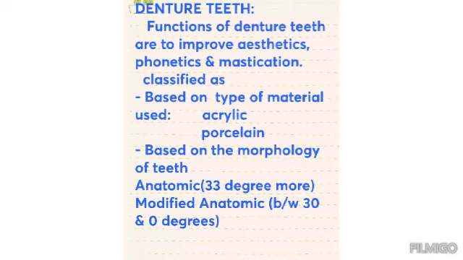Next, moving on to the denture teeth. The functions of the denture teeth are to improve aesthetics, phonetics and mastication. They are classified based on the type of material used, that is acrylic and porcelain teeth, and based on the morphology of the teeth, they are anatomic and modified anatomic. Anatomic teeth are 33 degrees or more, and modified anatomic between 30 and 0 degrees. So these are the types of teeth: one is material based and the other is based on the morphology of the teeth.